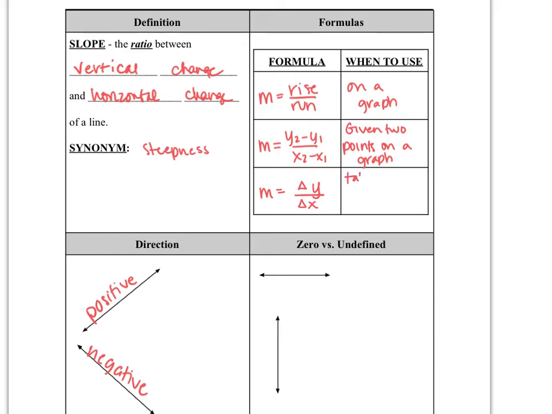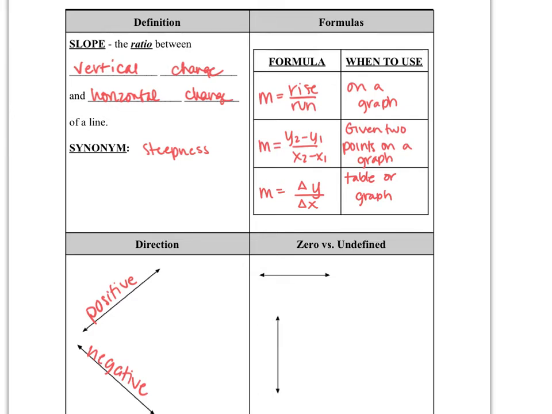This is best used when given a table, or you can also use it on a graph. As you continue on, you'll probably see the rise and run formula less and less, and you'll more likely hear it referred to as delta y over delta x. But technically, they all mean the same thing.